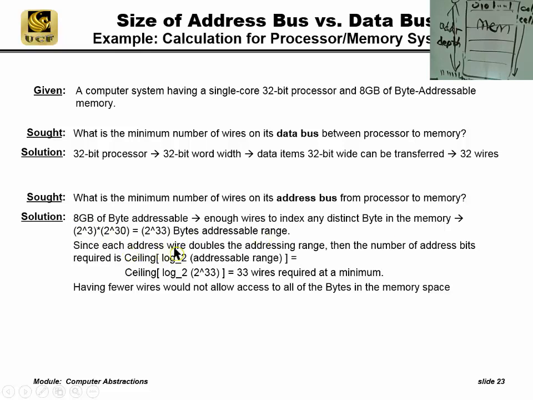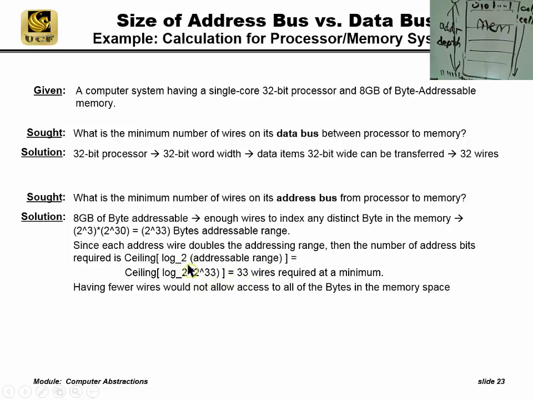Since each address wire doubles the addressing range, because it's a binary number, I add a binary digit, I double the range. The number of bits required is the ceiling of log base 2 of the addressable range. If I stay in binary, which is the easy way, it's the natural units, you're working with powers of 2. Just memorize your powers of 2. I know that that is 33.